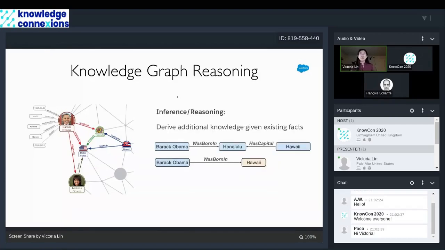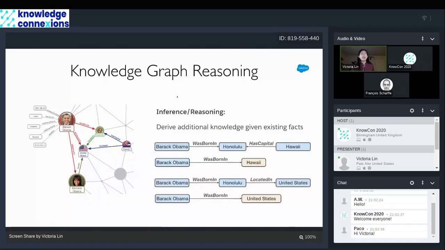However, a lot of times we need to perform much more than this because knowledge graphs are intrinsically incomplete. So a lot of times the facts we care about might not be present in the graph. For example, as we've shown here, through the relation, Barack Obama was born in Honolulu, and Honolulu is the capital of Hawaii. We can possibly infer that Barack Obama was also born in Hawaii. Similarly, we can also infer Barack Obama was born in the United States.